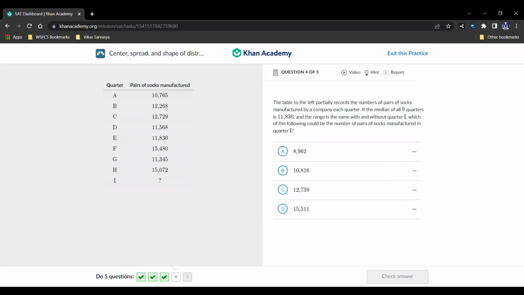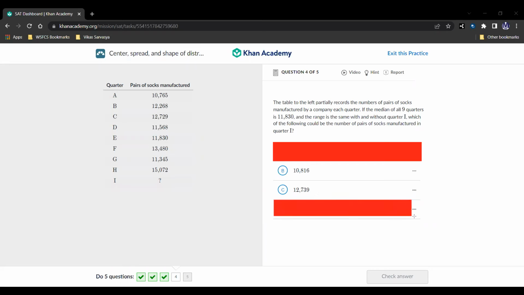Well, we're told that the range is the same with and without quarter I, so quarter I has to be in between the max and min, which is 10,765 and 15,072. So it has to be in between those two. So we can immediately cross out a couple of them. We can immediately cross out answer choice A because it's too low. Cross out answer choice D, it's too high. And then we have to deal with the rest of them.